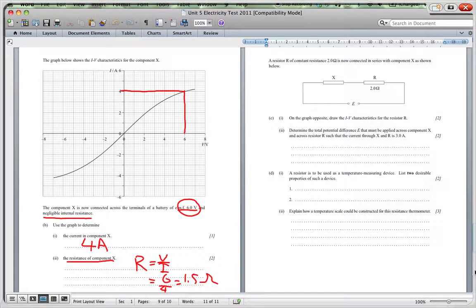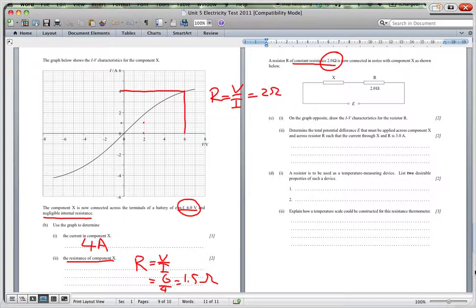Then it says over here, a resistor R of constant resistance 2 ohms is now connected in series with component X as shown below. On the graph opposite, draw the IV characteristics for this resistor. So we're always going to have 2 ohms. So your R, which is equal to V over I, must always be 2 ohms. So for instance, when my V is equal to 2 over there, my I must equal 1 to get 2 divided by 1. So it would go through that point over there.